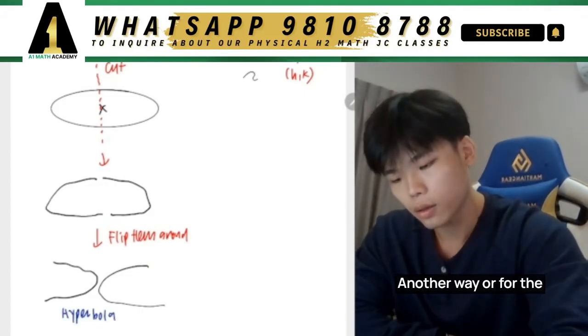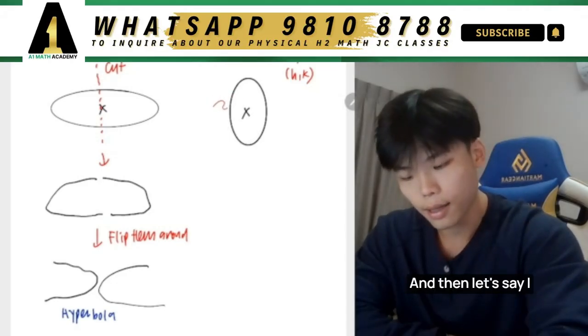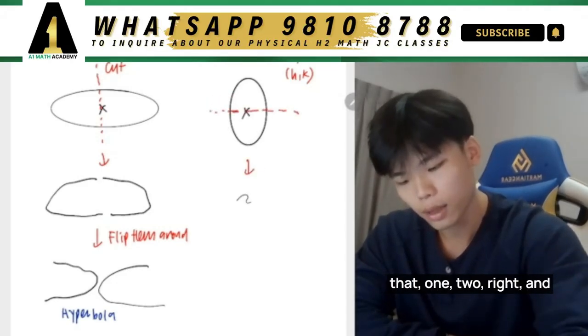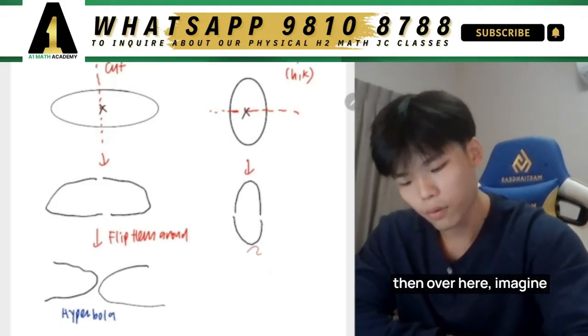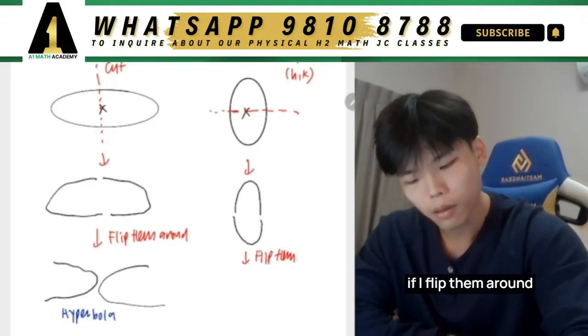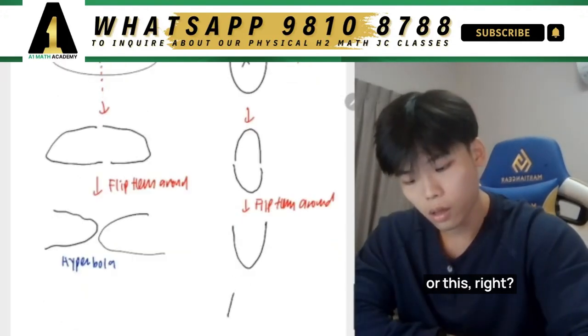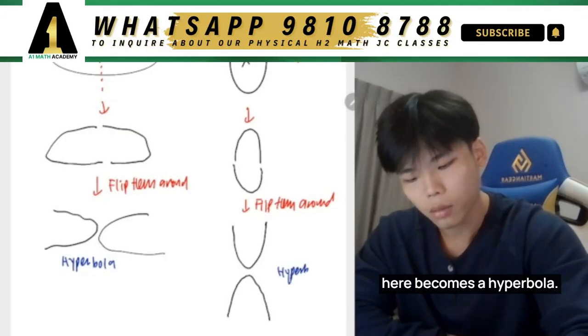For the other case, imagine originally I have this ellipse, and then I cut it like that. From here, I end up with something that looks like that, one, two. Then imagine I flip them around, and I end up with this or this. And now this one over here becomes a hyperbola.